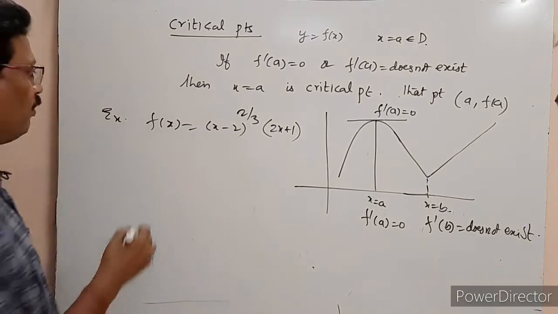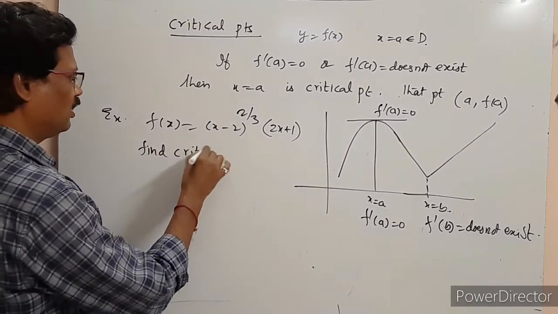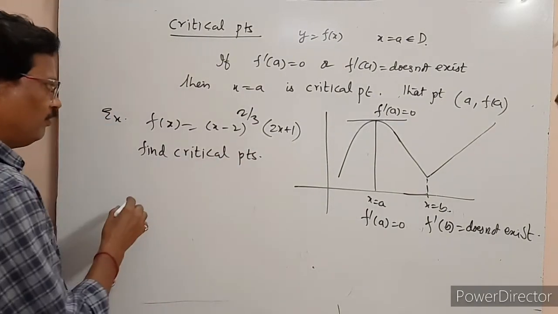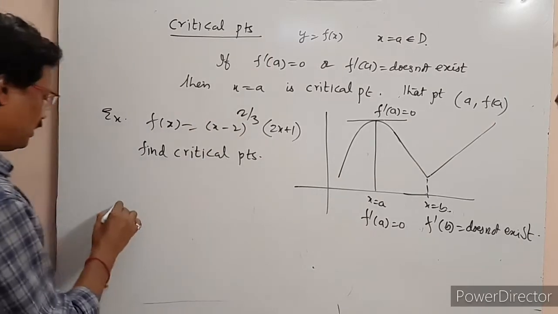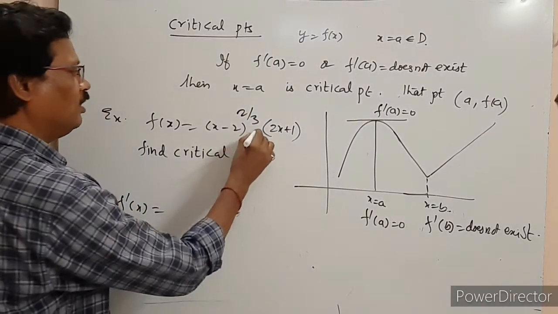Find the critical points. Now, for critical points, find f dash x. What is the derivative of this one? This is a product rule.